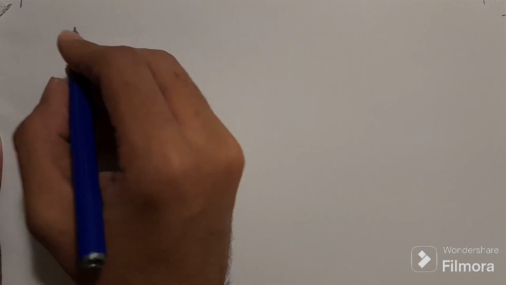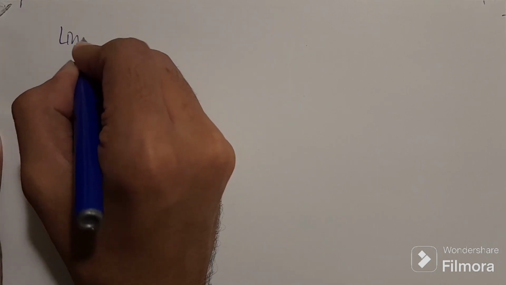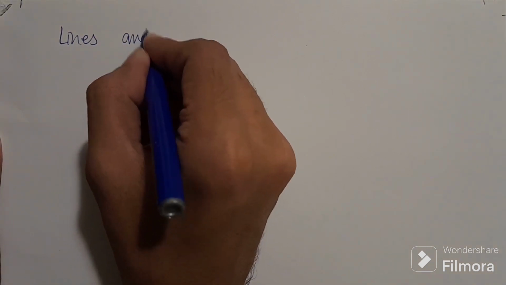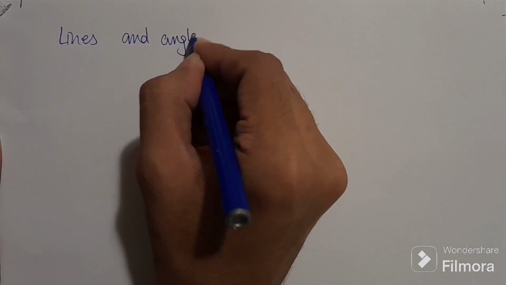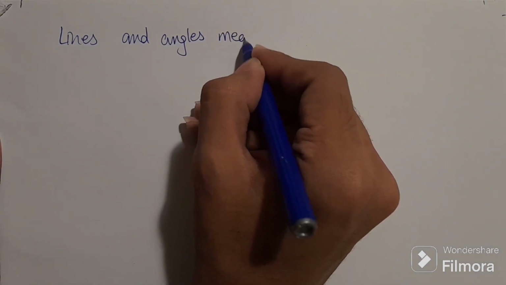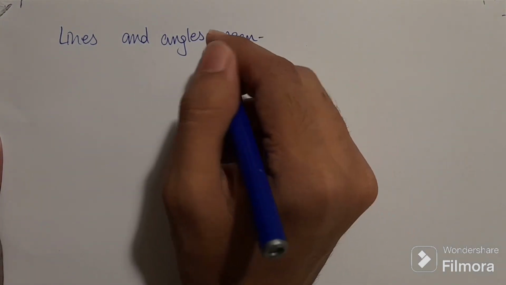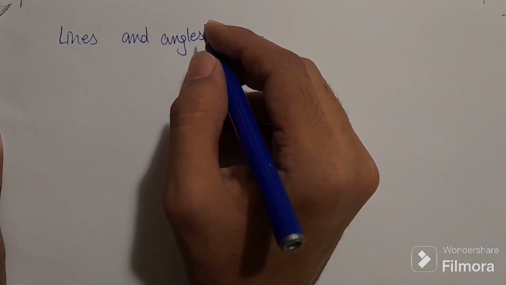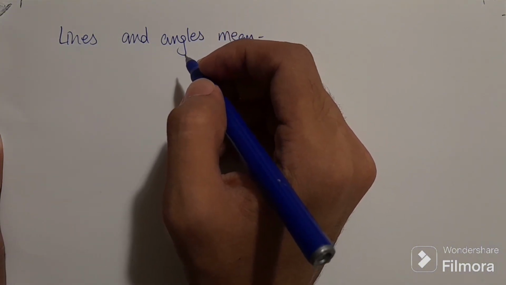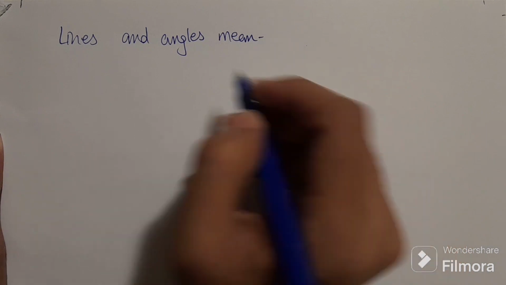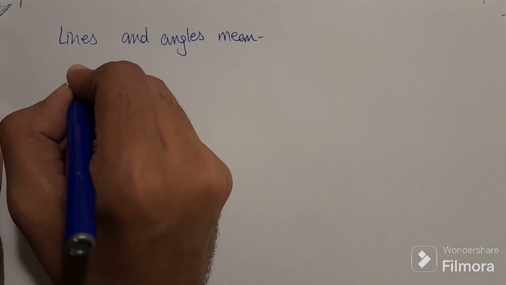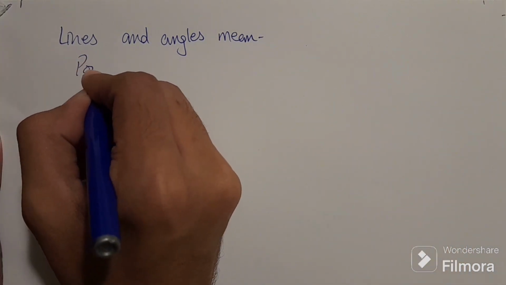So today I'll be explaining lines and angles. So what basically do lines and angles mean? Lines and angles mean there are different terms that are used to talk about lines and angles. So the first one about lines and angles is point.